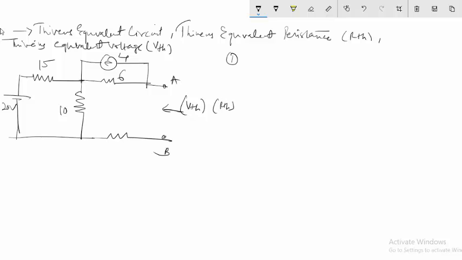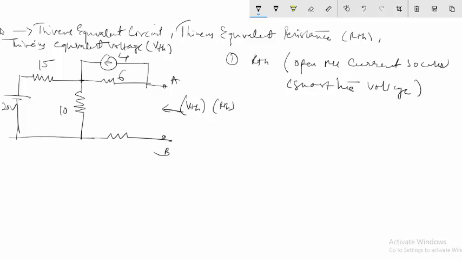So step 1 would be to find the RTH, and to find the RTH you will have to open all the current sources and short the voltage sources. There can be different methods to solve the same problem even using the Thevenin's method, but this is one of the methods which I will solve, and I will show you the solutions. In this method, first I will find the RTH, and then I will find the VTH.